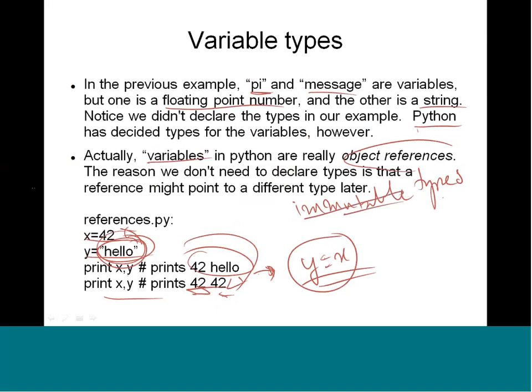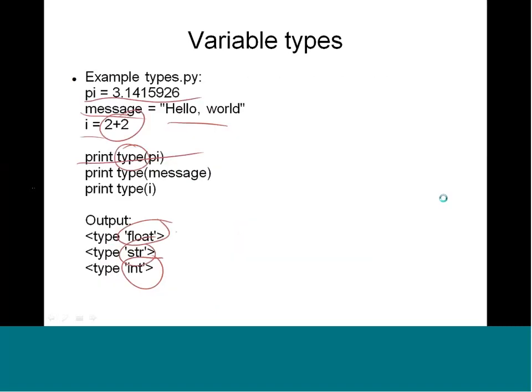You know the definition of immutable. And type is a function that displays the type of the variable. So you can just say type I, type message, and it prints out for each of them what is the type that it used.